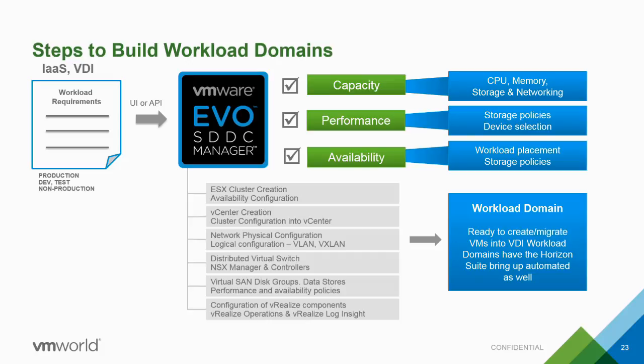fault domain. So what the EVO SDDC manager does is, as part of this process, it creates the ESX cluster and configures it for the necessary availability. It will create the vCenter for that workload domain. As part of that, it will configure the cluster into vCenter. It will do the physical configuration of the network as well as logical configuration for VLAN and VXLANs. It will bring up the distributed virtual switch, NSX manager and controllers for that. It creates vSAN disk groups and data stores based on performance and availability policies supplied, and finally configures the vRealize components for use with that workload domain. All of that is done so that now you have a ready-to-go workload domain in which you can deploy virtual desktops or VMs for infrastructure as a service.